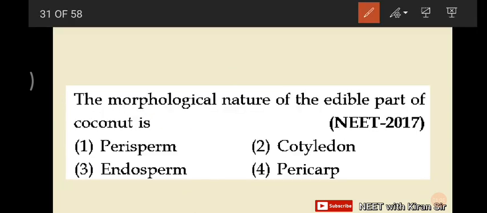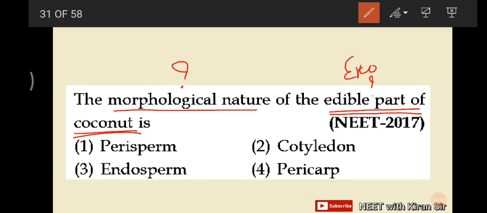Okay, next one. The morphological nature of the edible part of coconut is... When I say the morphological nature of the edible part of a coconut, you have to think which part is edible in case of coconut, and what is its morphology. So here the edible part of the coconut we call endosperm.